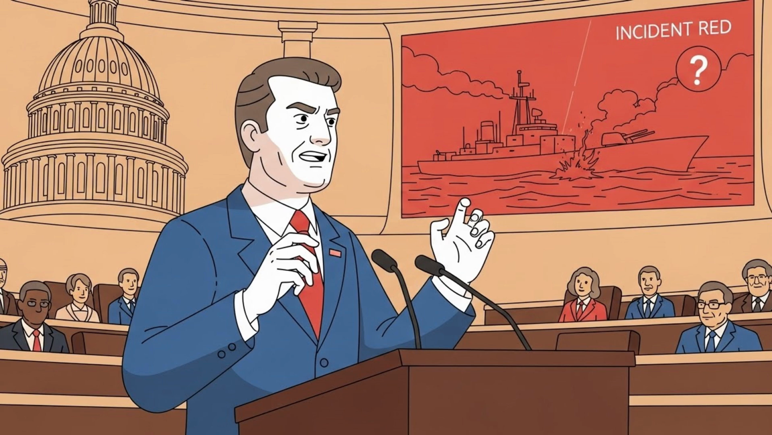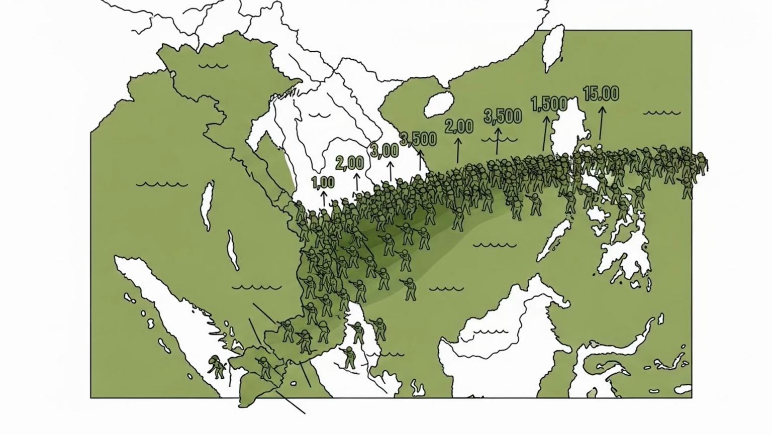The incident was exaggerated and partially fabricated, but it gave Johnson the authority to escalate without a formal declaration of war. Johnson and his advisors believed in the domino theory, that if Vietnam fell to communism, all of Southeast Asia would follow. They also feared looking weak on communism. So Johnson began bombing North Vietnam and sending ground troops. In 1965, there were 23,000 American troops in Vietnam. By 1968, there were over 500,000.